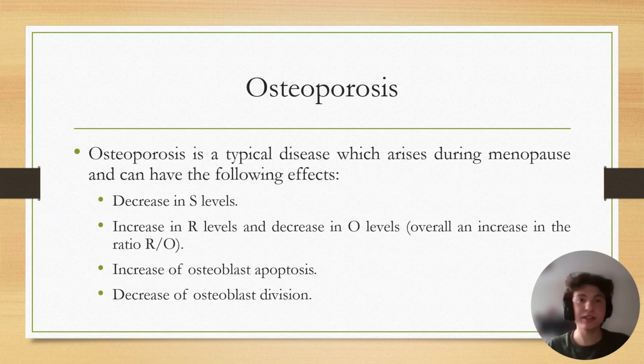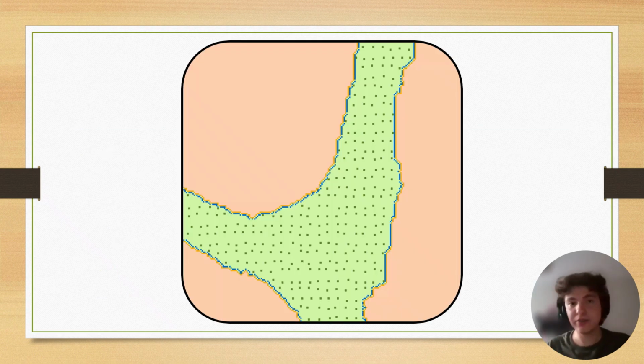For example, let's start with osteoporosis, which is a typical disease in bone remodeling that arises during menopause. It has the following effects: a decrease in sclerostin levels, an increase in RANKL levels, and a decrease in OPG levels, basically an overall increase in the ratio RANK over OPG, an increase in osteoblast apoptosis, and a decrease in osteoblast division. In this video, in this curved bone, we're going to see the consequences osteoporosis has on a healthy bone. So we incorporate those effects in a simulation, and we're going to see what happens.